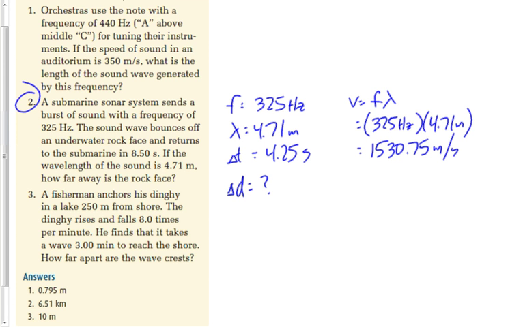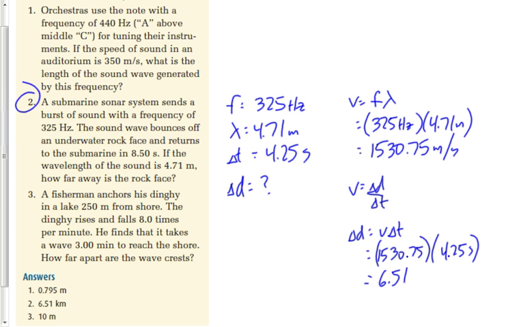Good. All right. Now let's find the distance traveled. Let's use v equals d over t, and distance is therefore equal to v times t, 1530.75 times a time of 4.25 seconds. And if we do that, we should get, I think, 6.51 times 10 to the 3 meters, or 6.51 kilometers. Does that make sense why we're using a time there of 4.25 seconds?